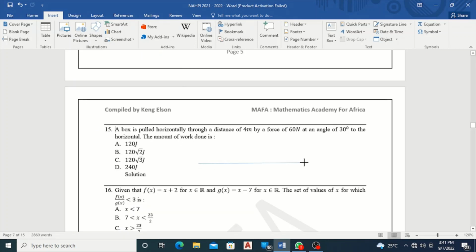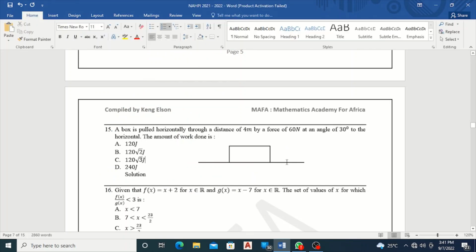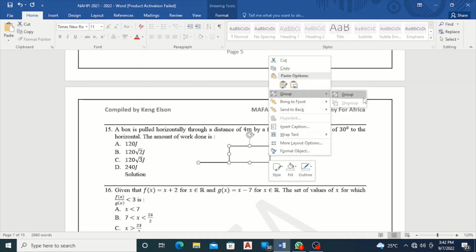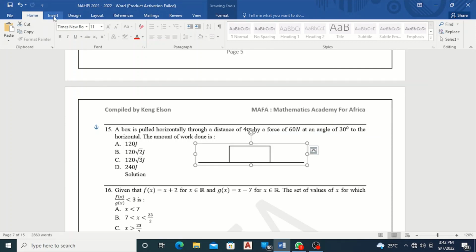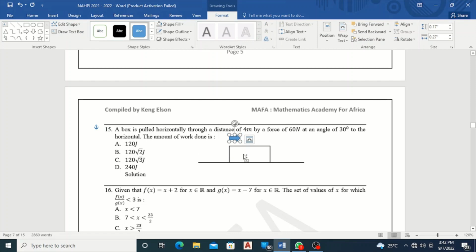So this is my ground floor. Now we have a box. Let me just put the box here on the ground floor. Yes, there is our box. Now what happens is that the box is being pulled by a certain force, which is 60 newtons, and that force is actually inclined at an angle to the horizontal. So let's just say the box is being pulled in this direction. That's the direction of motion. It's not going to help us, but anyway, we are going to see what to do now. So this is a force, right?